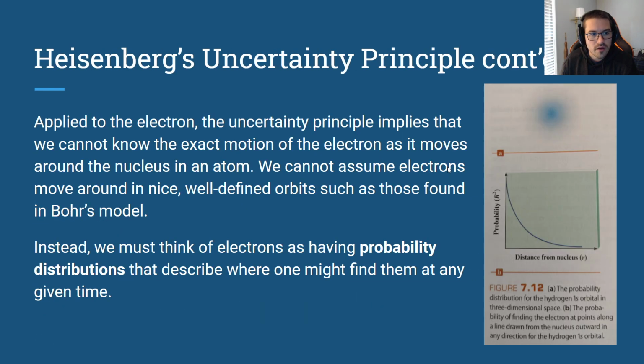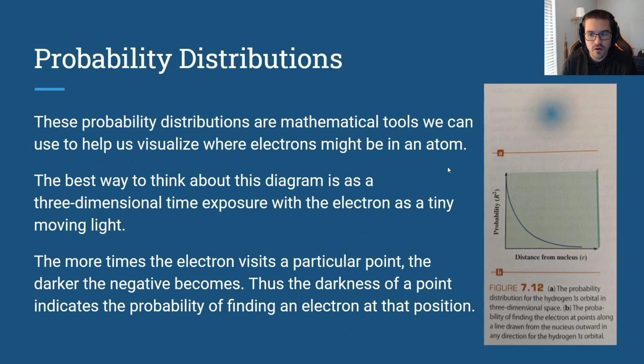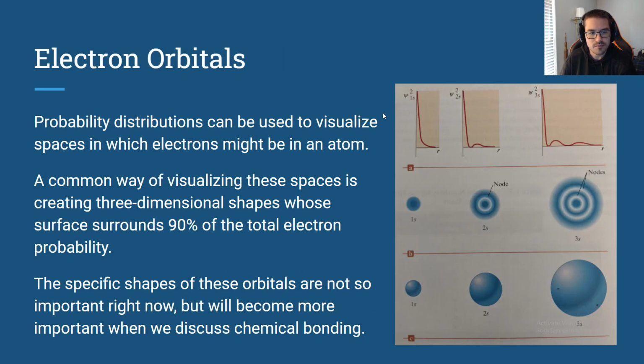Okay, so back to where we were. We had just got done talking about probability distributions and how you can use the mathematics of quantum mechanics to come up with the estimated or probabilistic region for where you might find electrons. So how does that help us, right? Like, what are we really doing? So probability distributions can be used to visualize spaces in which electrons might be in an atom.